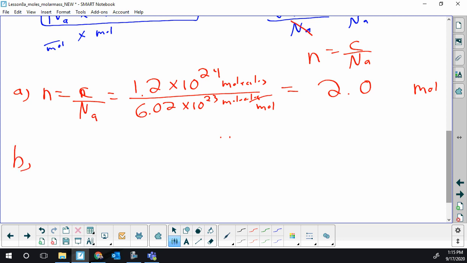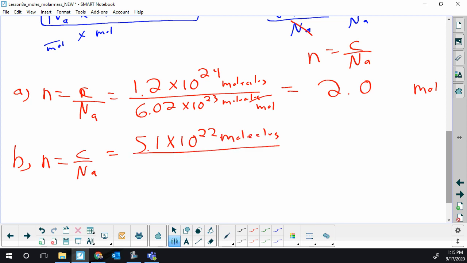B, the moles, same strategy as the count, divide by Avogadro's number. In this case, we're counting molecules. There's 5.1 times 10 to the 22 molecules, which is what we're counting. Divide by Avogadro's number, which is whatever we're counting, divide by moles, and we're counting molecules. The molecules cancel out. We're just left with moles. I want to do the same thing.